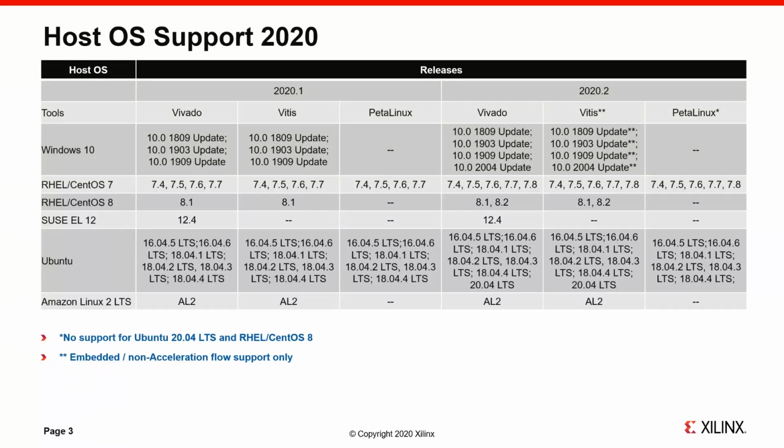In terms of our OS support roadmap, you can see where we sit with our tools. We are extending CentOS Red Hat 7.8 support across the board. We also have CentOS Red Hat 8.2 and introducing Ubuntu 20.04 LTS support in this release.